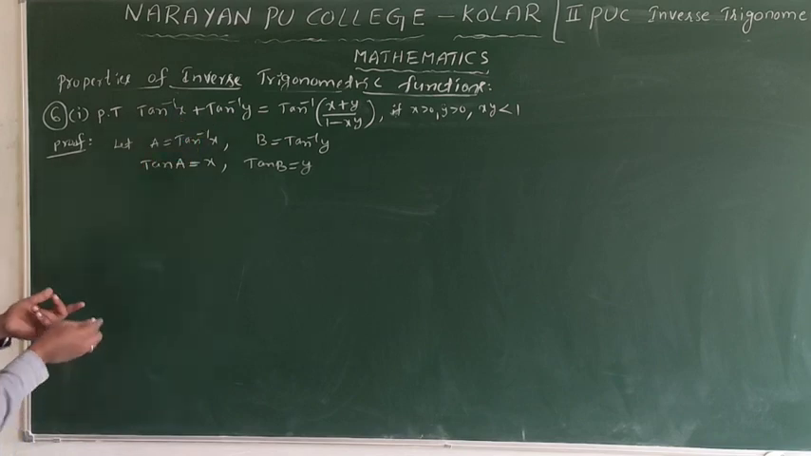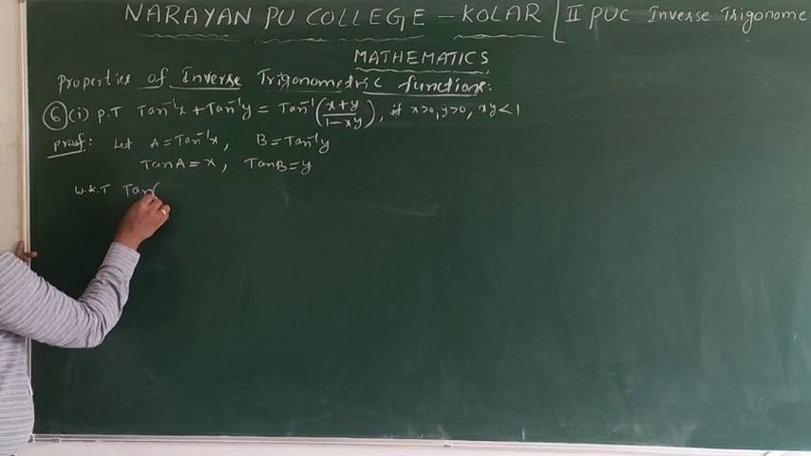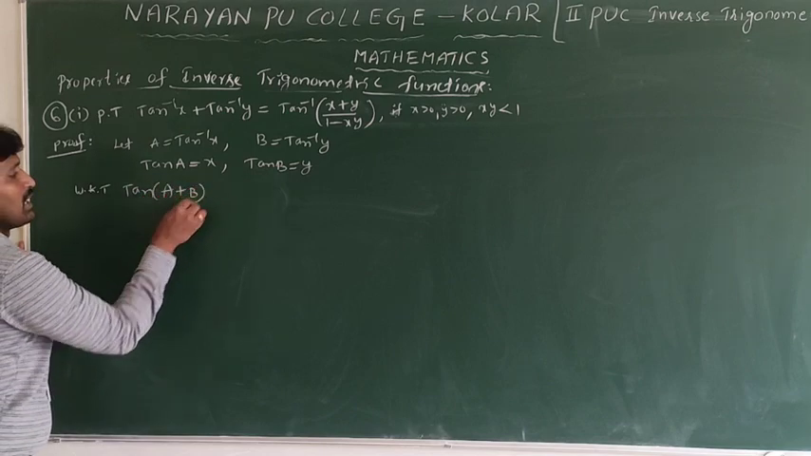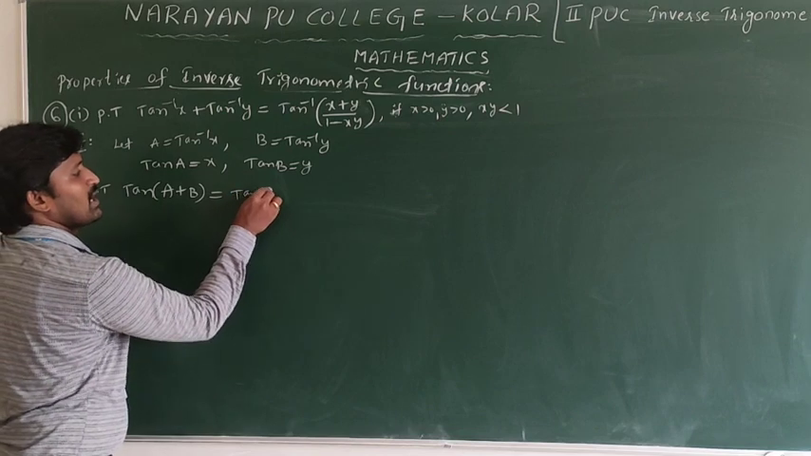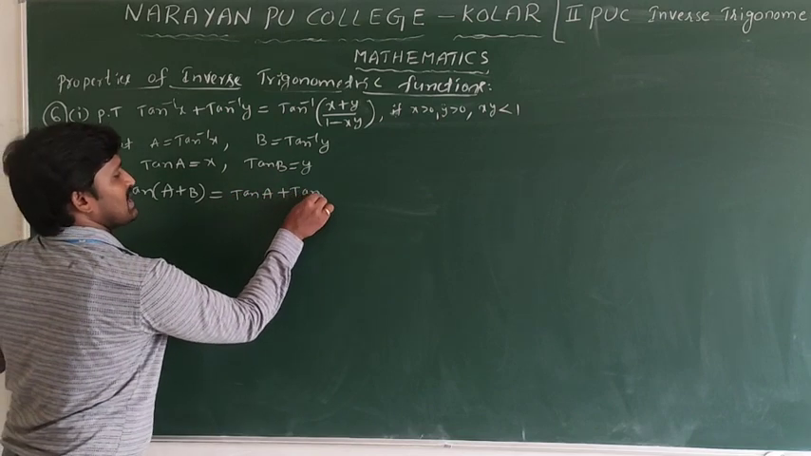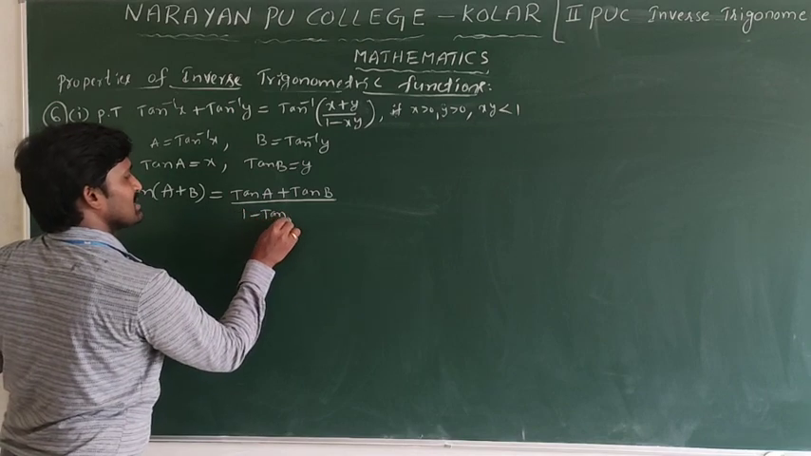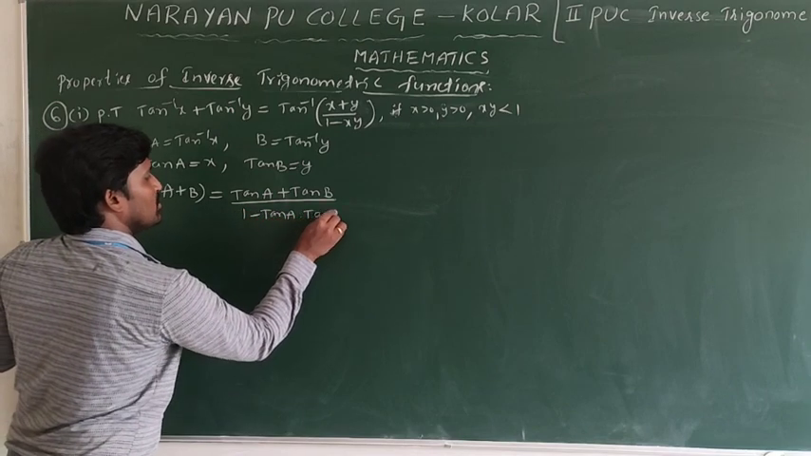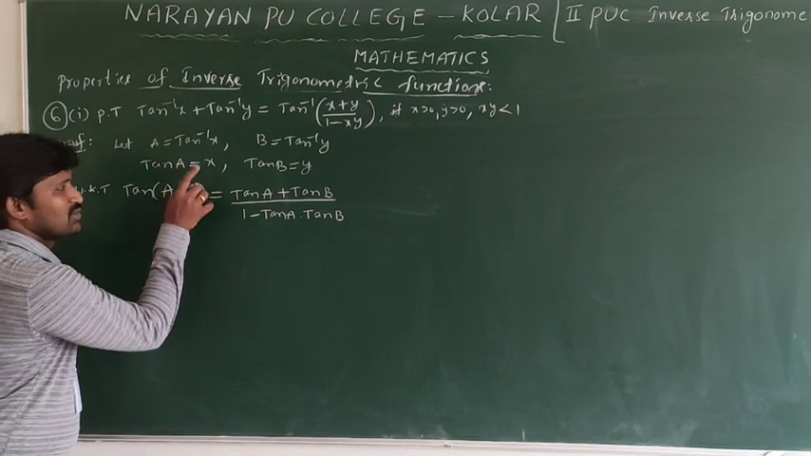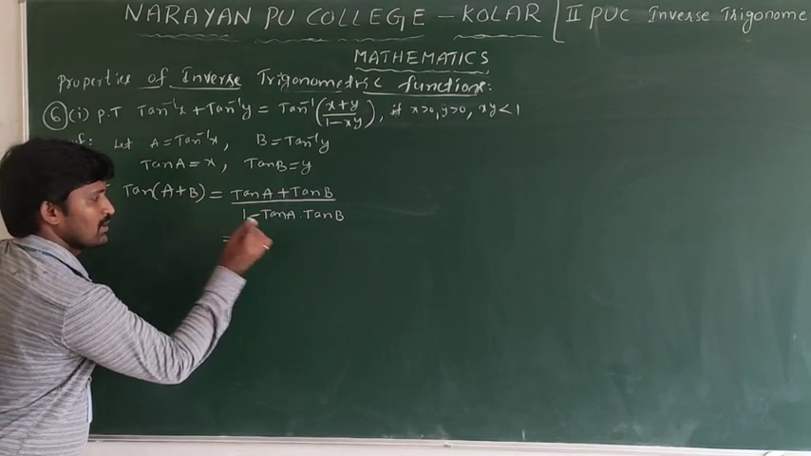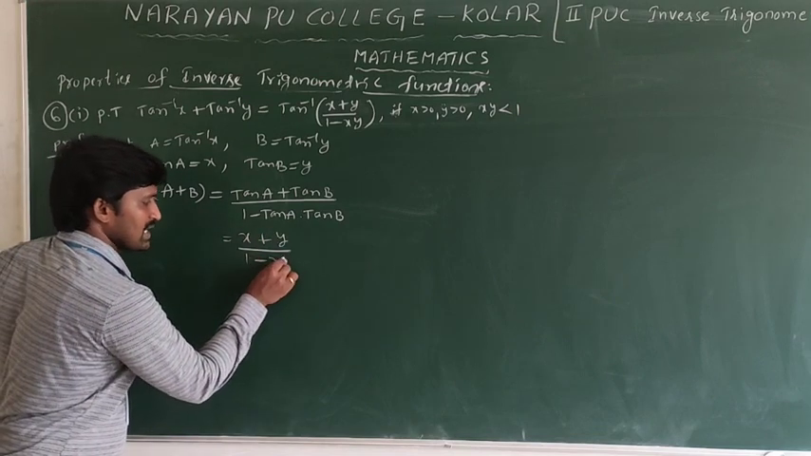Now which formula is used here? Clearly we know the tan of A plus B formula. Tan of A plus B, what is the formula? Tan A plus tan B by 1 minus tan A into tan B. What is the tan A value? x, plus the tan B value y, by 1 minus x into y.